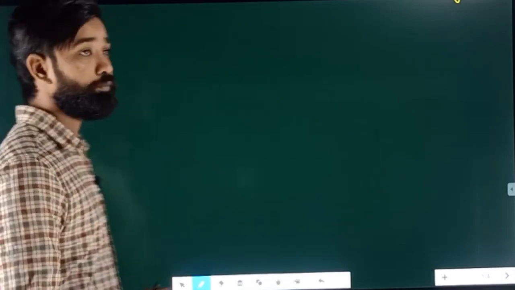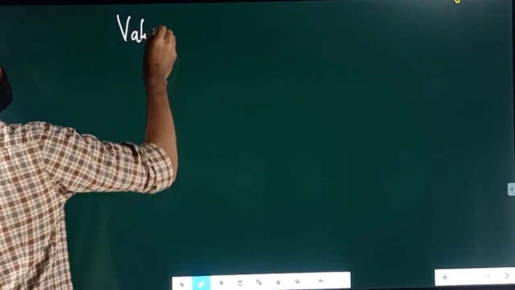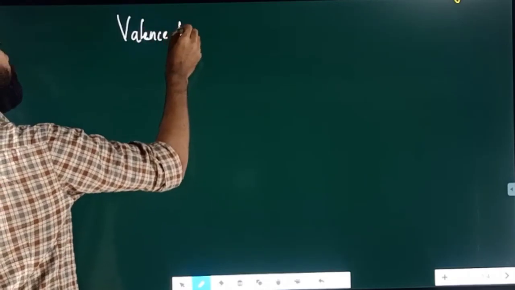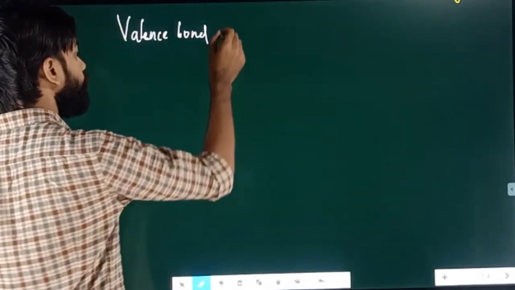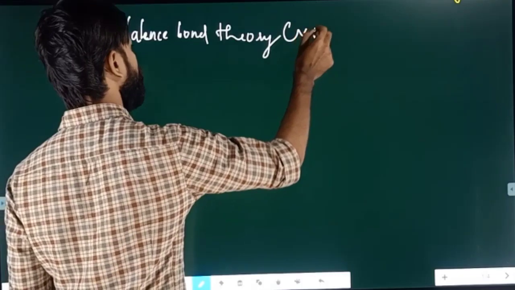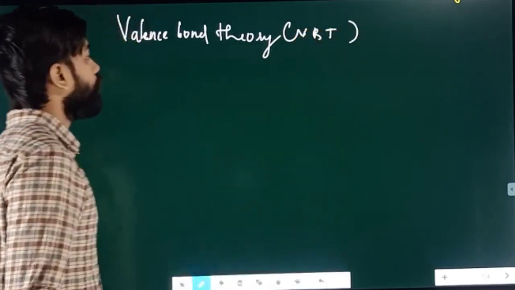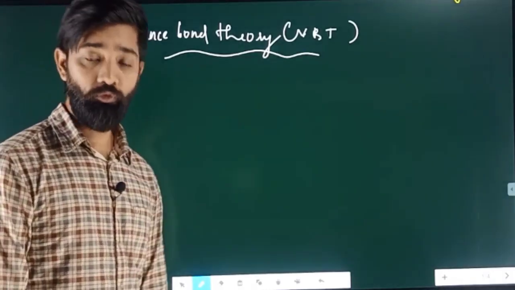So let me move to the next idea, the next theory, which is for explaining how bonds are formed. The theory is valence bond theory, a theory based on the quantum mechanical concept of the atom. Valence bond theory, VBT.